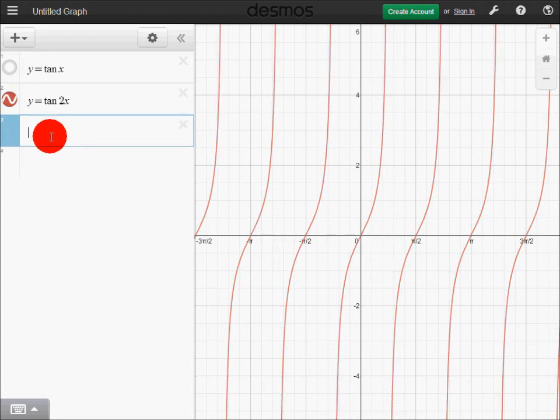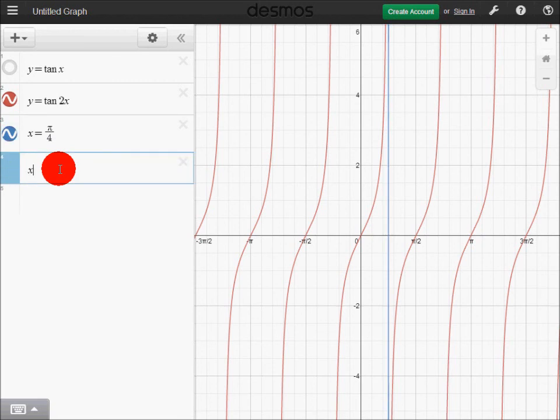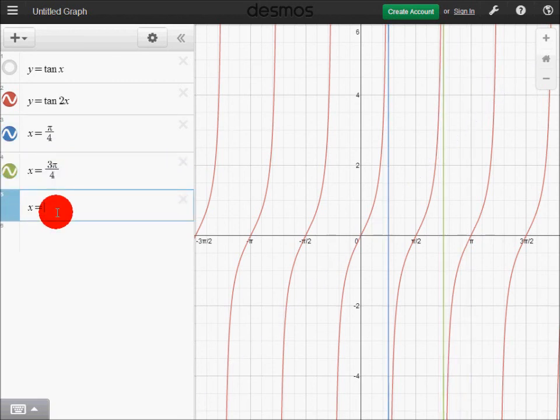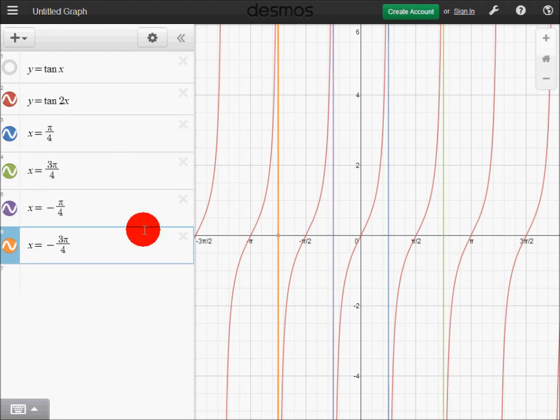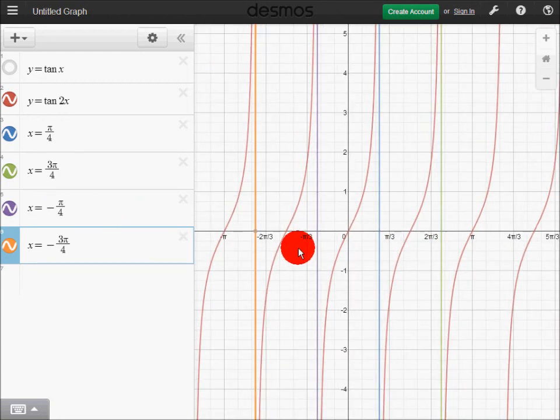So I'm going to show you some of the asymptotes. The asymptotes were at odd multiples of pi over 2. Now they're going to be at odd multiples of pi over 4. So let's put in x equals pi over 4. There's one asymptote. Let's put another one, x equals 3 pi over 4. Let's go to the negative side. x equals -pi over 4. x equals -3 pi over 4. It's hard to see because there's a lot of stuff going on the screen. Let me zoom in a little bit.